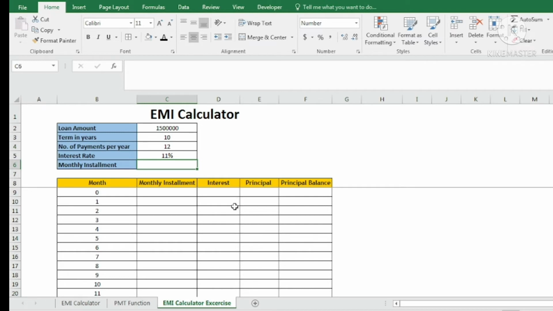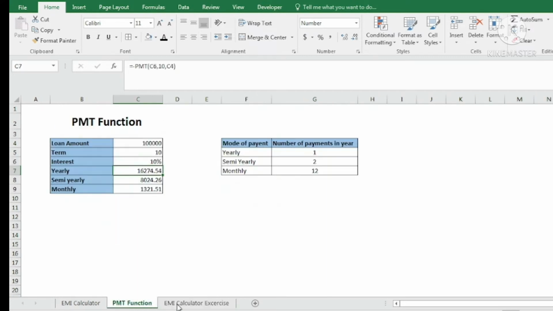So in the initial year the interest is high from the monthly installment, principal is low, and gradually it increases, and once the tenure is completed the principal balance becomes 0 and the installment is obviously 0. So that chart we are going to create with the help of the PMT function. First of all, we'll go ahead and create the monthly installment the way we created earlier in this tab.